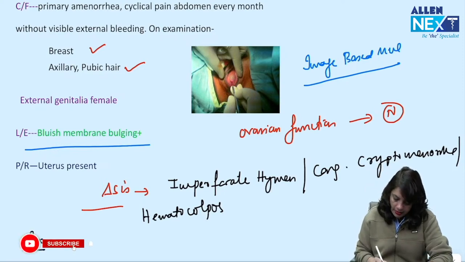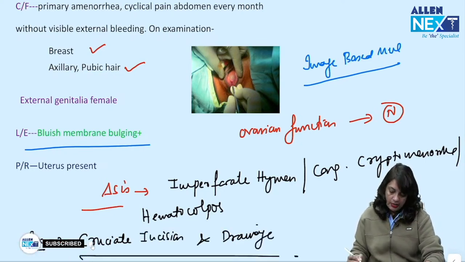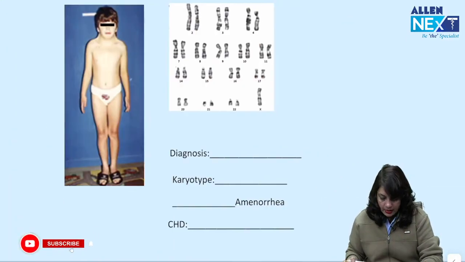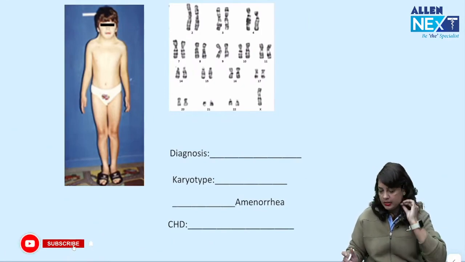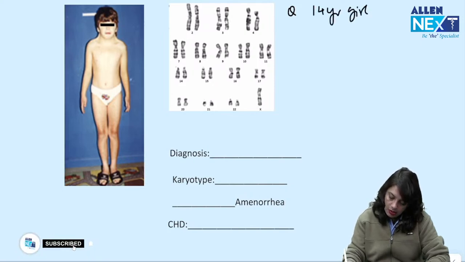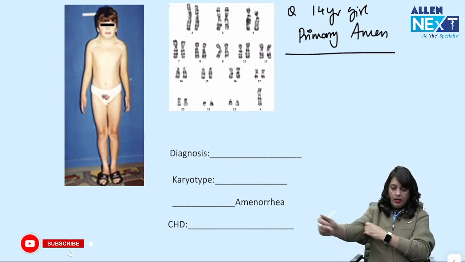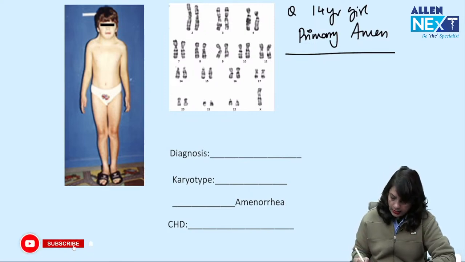So, what is the treatment for imperforate hymen? Cruciate incision and drainage. Cruciate incision and drainage. Fine. Next, this is an image based question. An image of a patient is given, and in the question it is written, a 14-year-old girl presented with primary amenorrhea, and you can see this image and karyotype. What is your diagnosis? What do you see in this image?